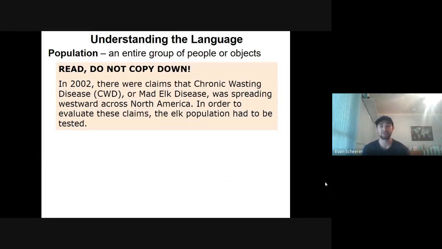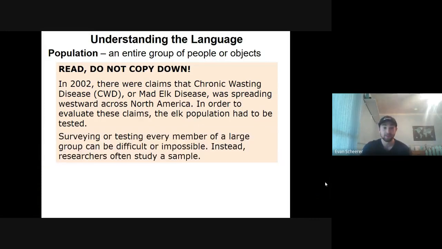In 2002, there were claims that chronic wasting disease, or mad elk disease, was spreading westward across North America. In order to evaluate these claims, the elk population had to be tested, right? We need to see how true they are, and see what percentage of the elk had it. Surveying or testing every member of a large group can be difficult or impossible. Instead, researchers often study a sample.